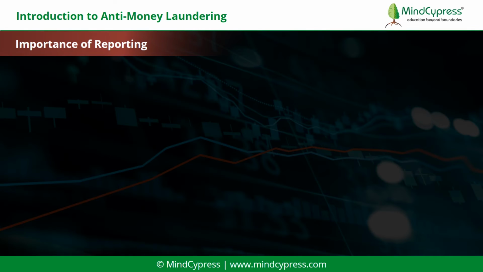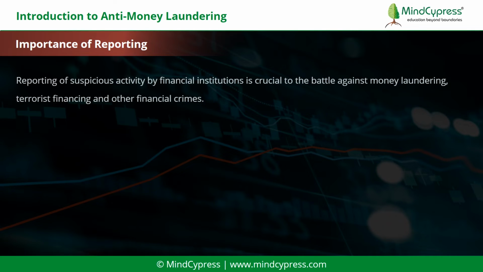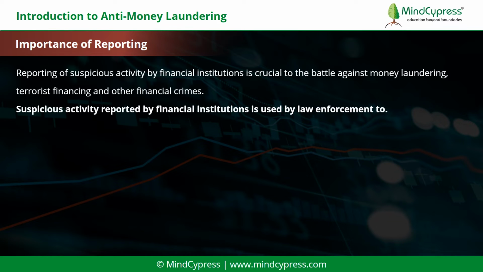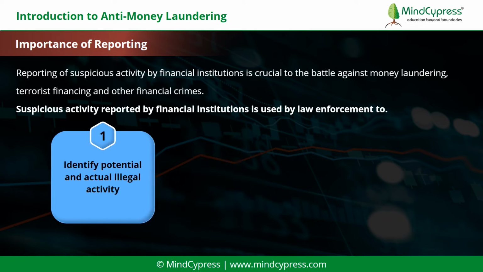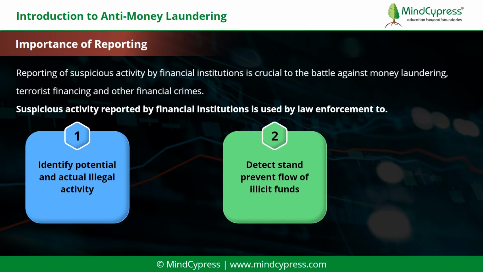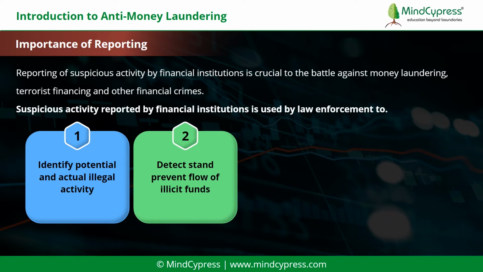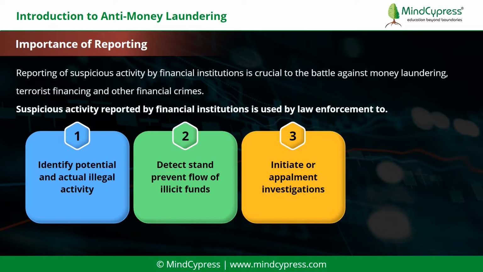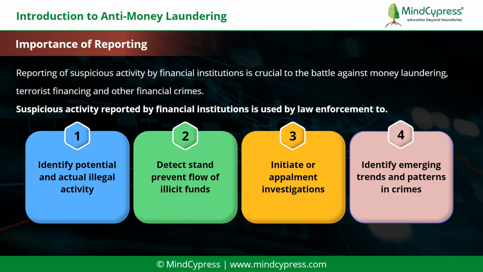Let's understand the importance of reporting. Reporting of suspicious activity by financial institutions is crucial to the battle against money laundering, terrorist financing, and other financial crimes. Suspicious activity reported by financial institutions is used by law enforcement to: first, identify potential and actual illegal activity. Second, detect, stem, and prevent the flow of illicit funds. Third, initiate or supplement investigations. And fourth, identify emerging trends and patterns in crimes.